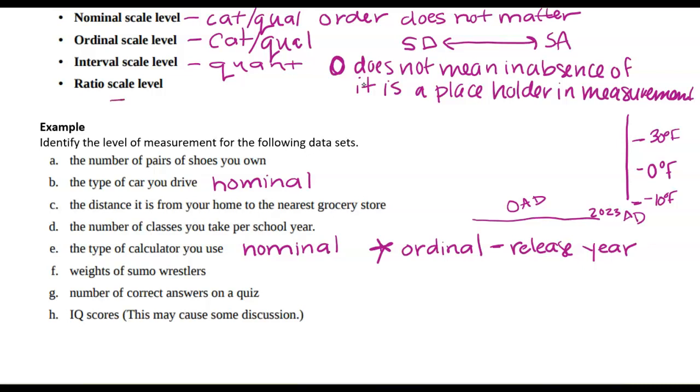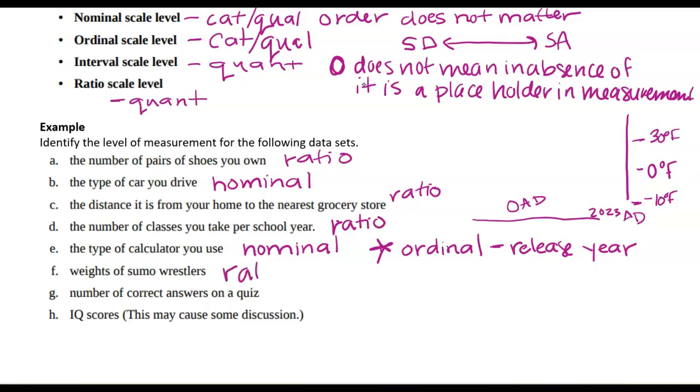All right, ratio scale is all other quantitative variables. It means that you can actually measure it, and 0 means absence of. For example, in part A, if you have 0, then you have no shoes. That is a ratio scale variable. If the distance from your home to the nearest grocery store is 0, you must live in a grocery store, okay? But your distance, 0 means something, and that's a ratio. The number of classes you take per school year is also a ratio scale level.